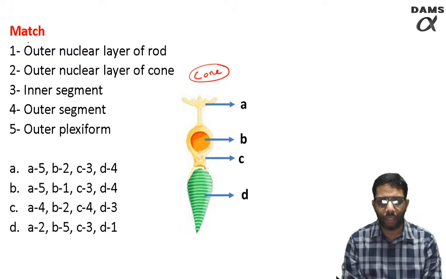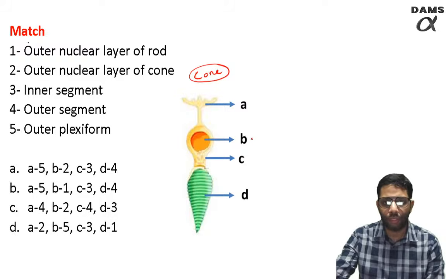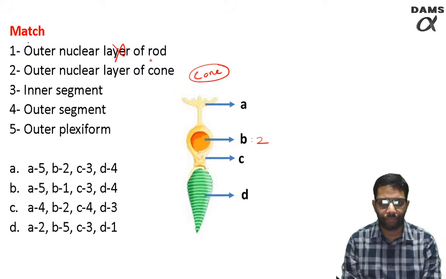And in the cone cell, the nuclei of the rods and cones are in the outer nuclear layer. So B is the outer nuclear layer of the cone. That is option number 2. So 1 is ruled out because it is not a rod.